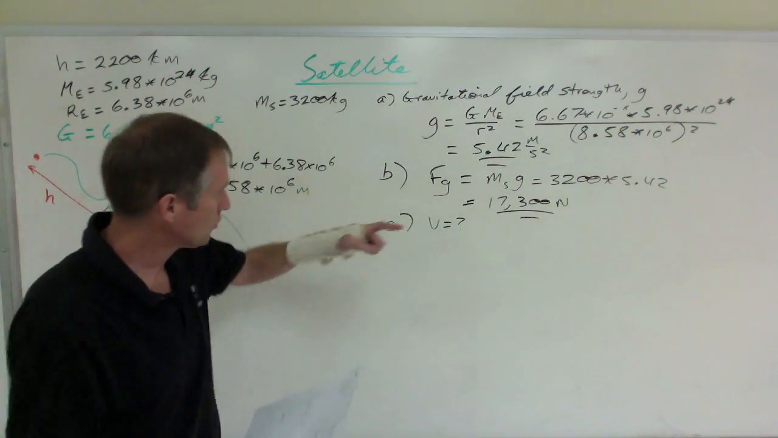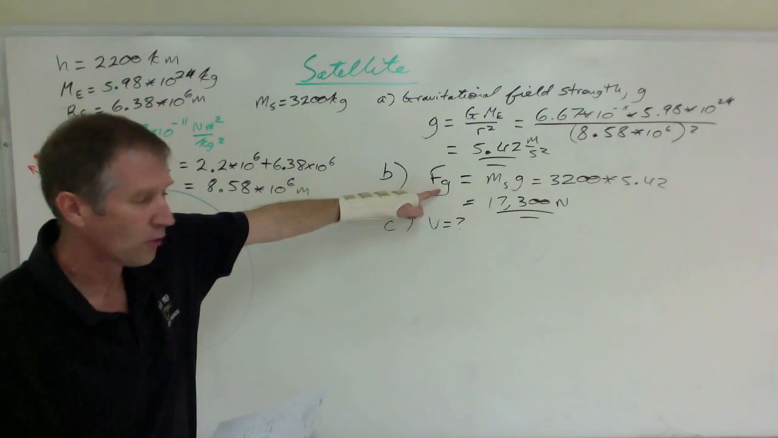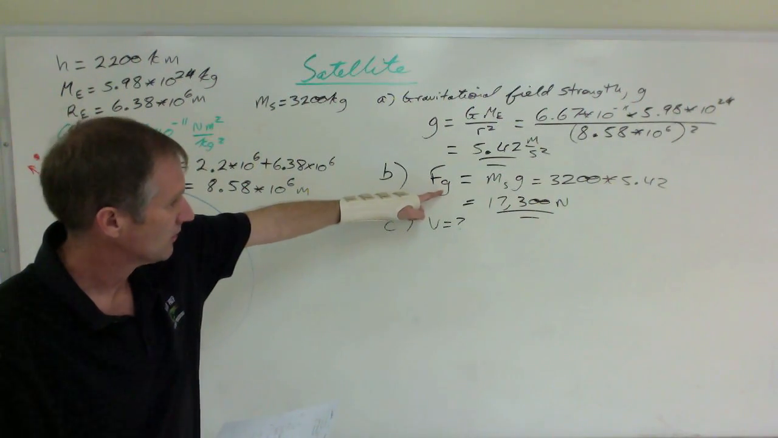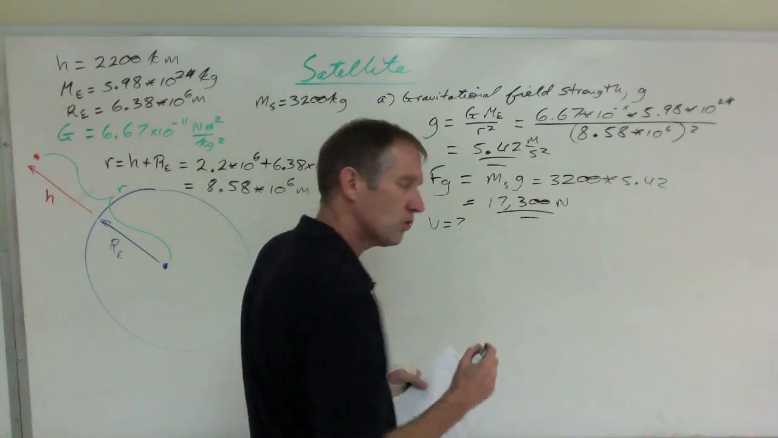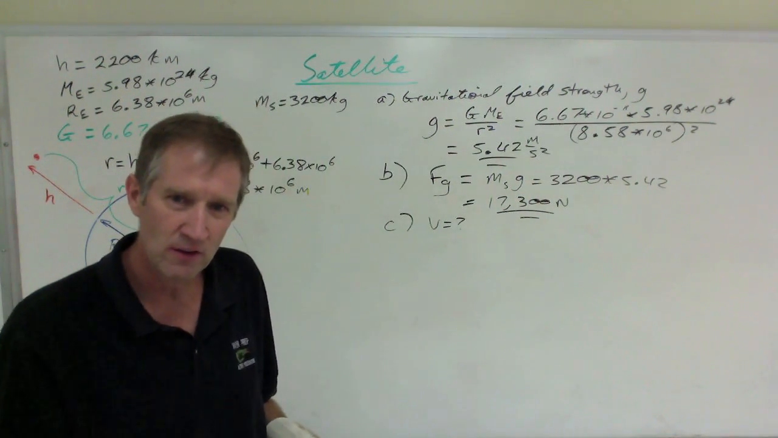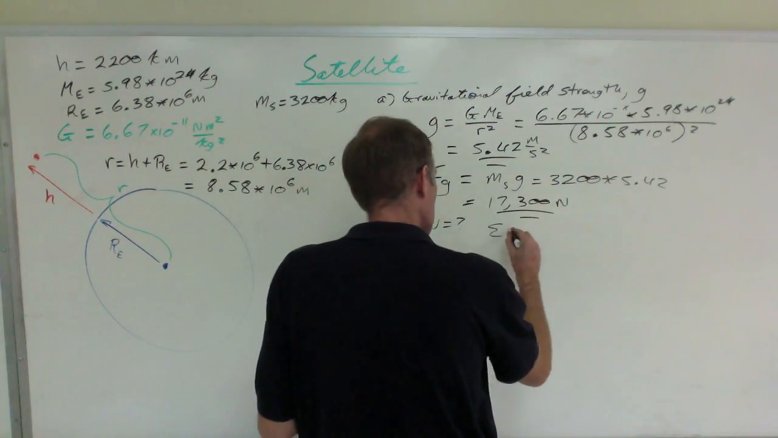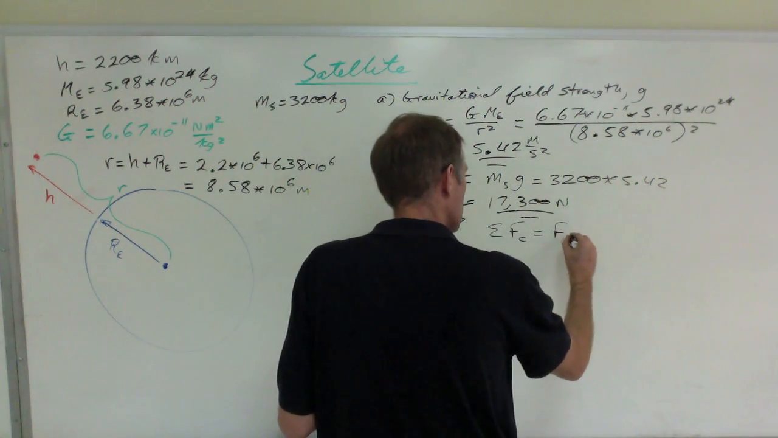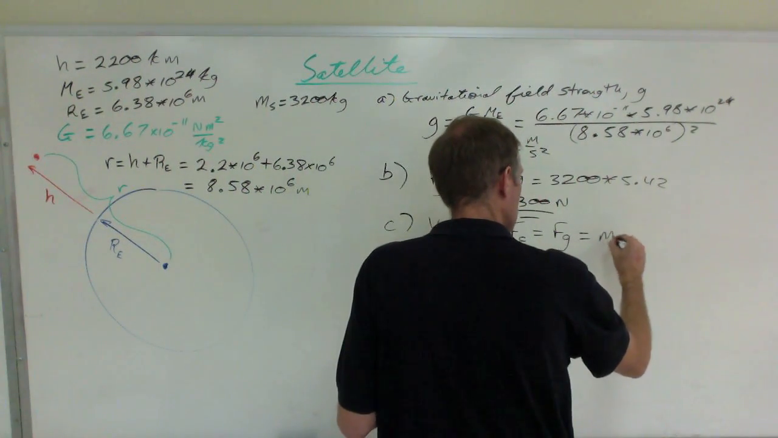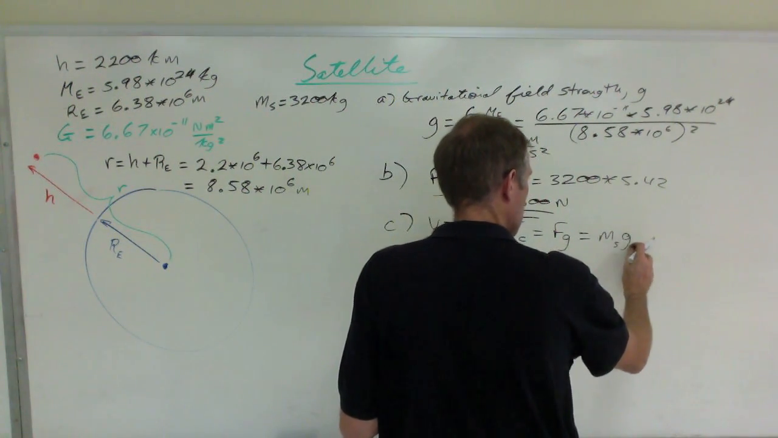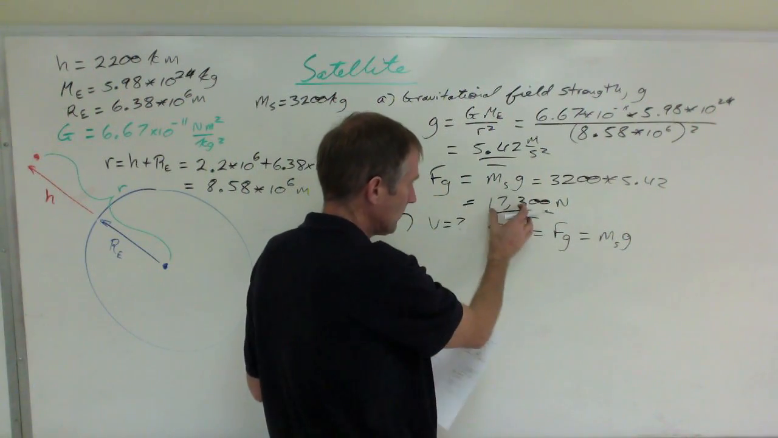Well, the centripetal force on a satellite is due to gravity, so it should follow that the centripetal acceleration is due to the acceleration due to gravity. In case you don't believe me, centripetal force is due to gravity. Well, what's gravity? It's m times g. That's the mass of the satellite times g, which is 5.42. So it's that number, 17,300.